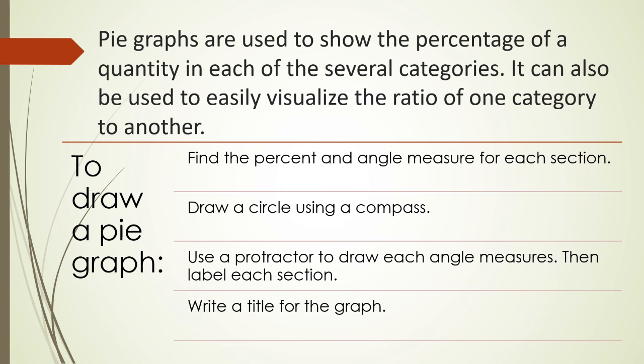So, to summarize our lesson, pie graphs are used to show the percentage of a quantity in each of the several categories. It can also be used to easily visualize the ratio of one category to another. Then, to draw a pie graph, follow these steps. Find the percent and angle measure for each section. Draw a circle using a compass. Use a protractor to draw its angle measures. Then, label each section. And last, write a title for the graph.